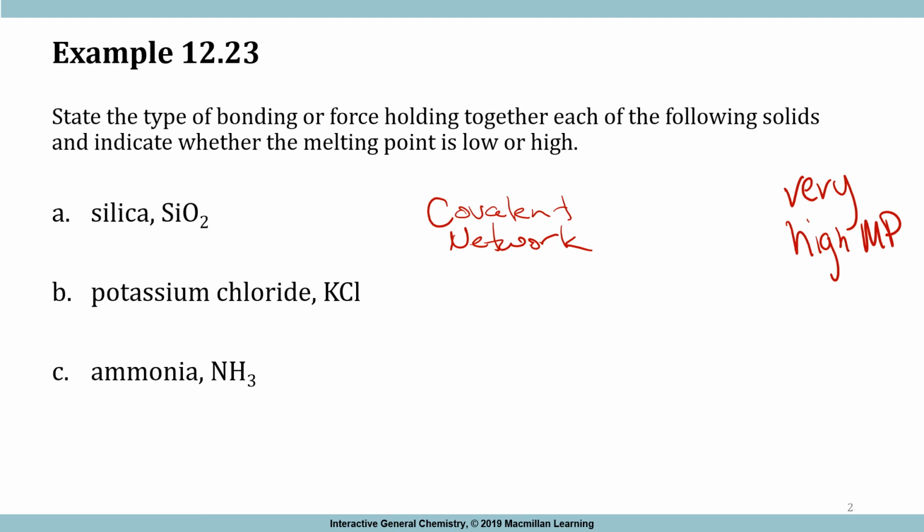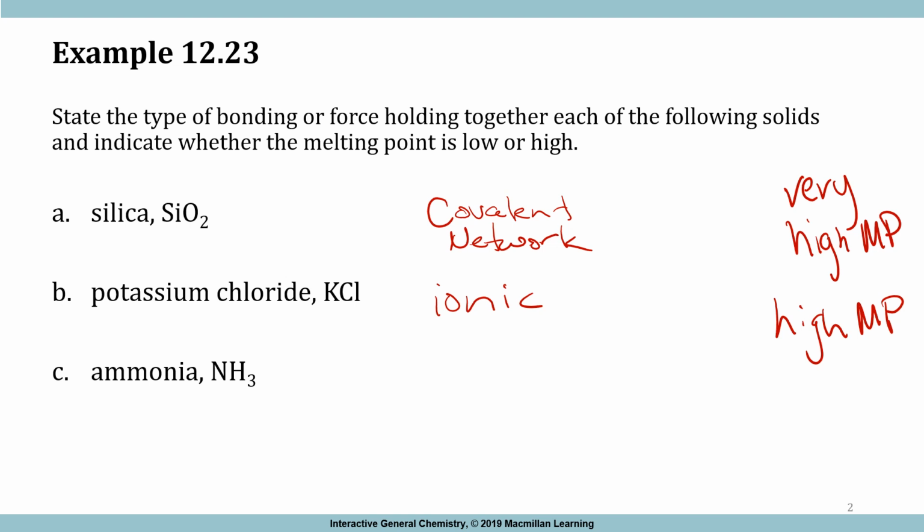The next is potassium chloride. So potassium is going to be in the first column of the periodic table and chlorine in the 7th. So this is a prime example of an ionic compound. So this will be an ionic solid. So ionic solids have high melting points. Not as high as covalent network, but still very high.